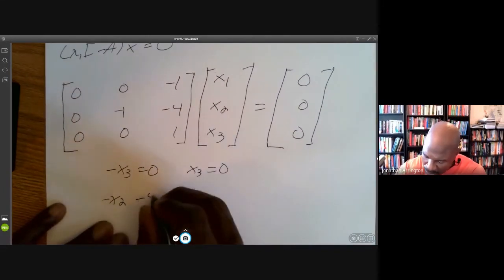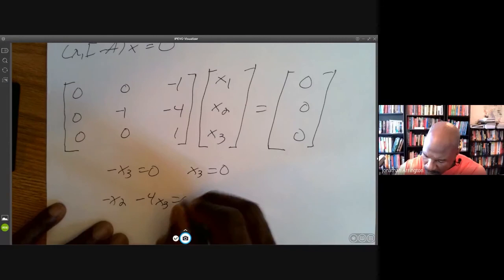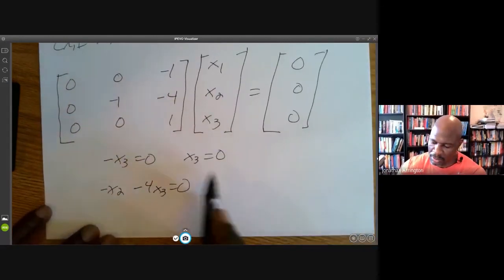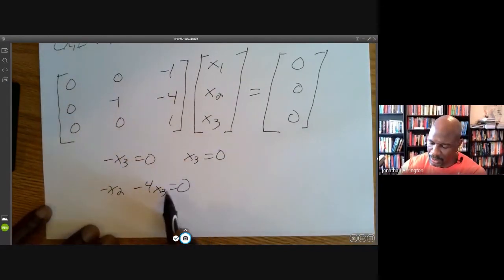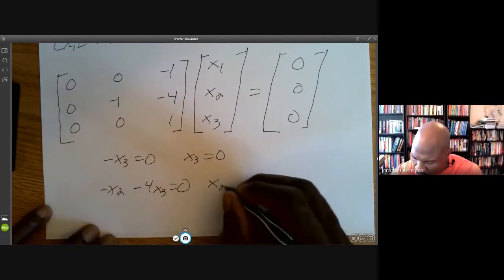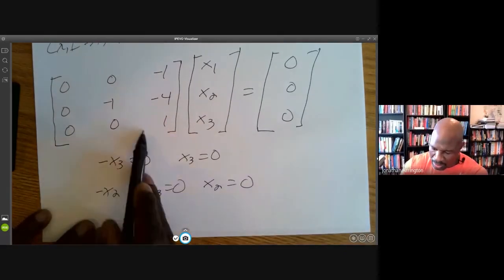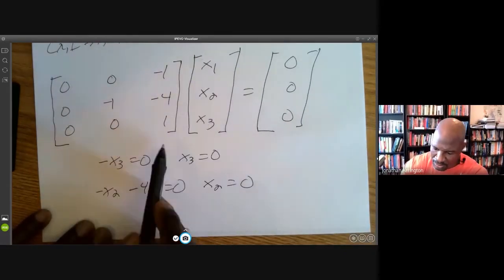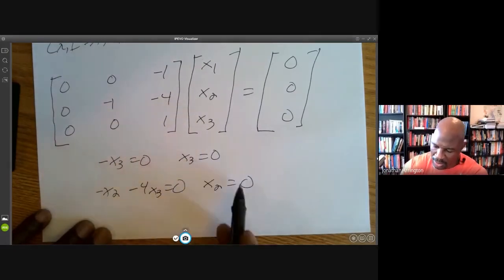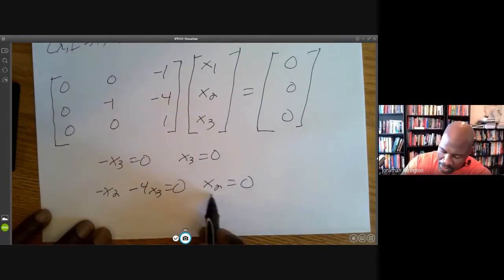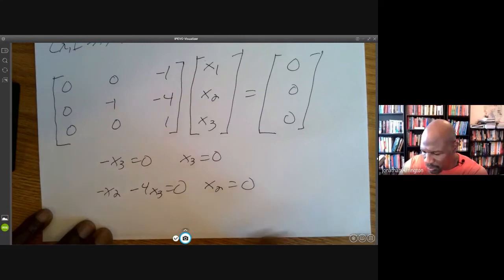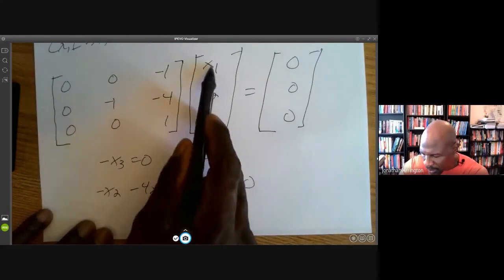And if I multiply this next one, I'll have negative x2 minus 4x3 equals 0. But remember, x3 is 0. So that's just going to be minus x2 equals 0. So that means that x2 is 0. And now if I multiply the third one, 0, 0, I'm just going to get that x3 equals 0. I already know that x3 equals 0. So x2 is 0, x3 is 0. There's no way to get x1.